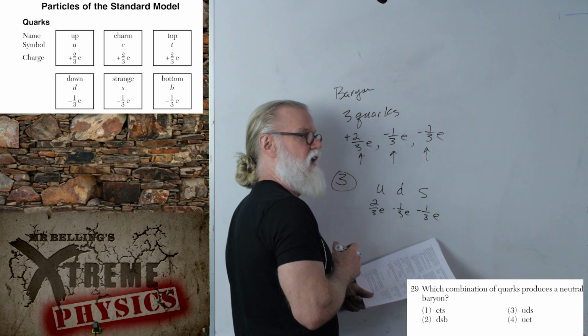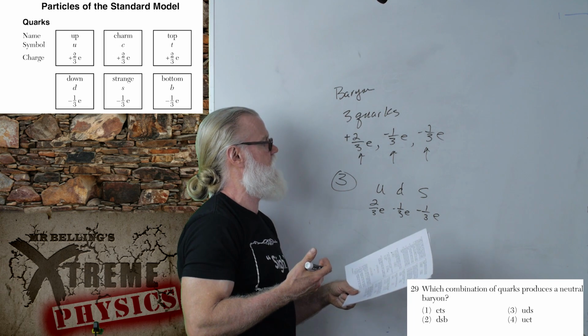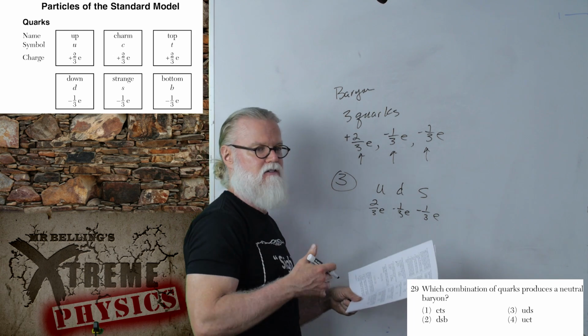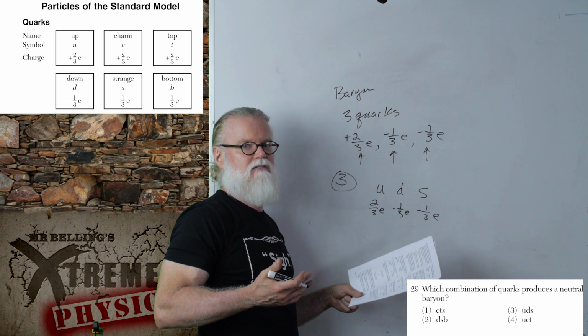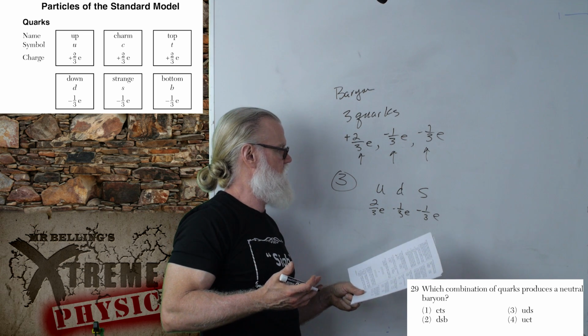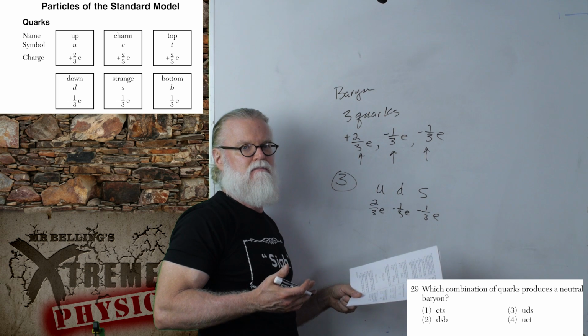Now this is neutral. It is not a neutron though. A neutron is made out of only ups and downs. Protons and neutrons are both made out of ups and downs. So a neutron would be an up, down, down. A proton would be an up, up, down.